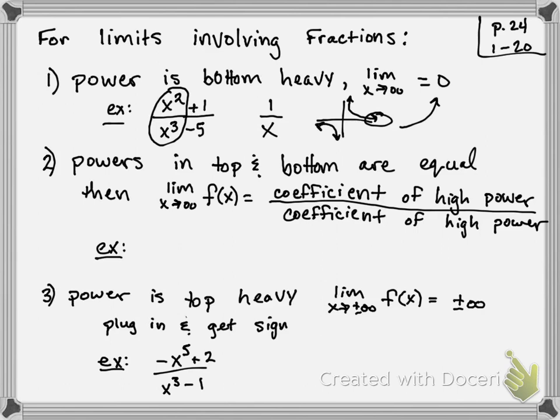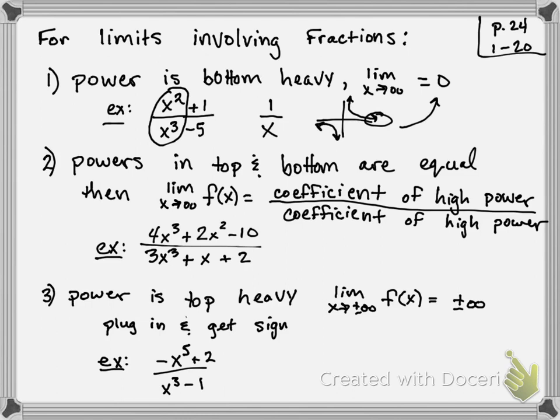Second type. Maybe my powers in the top and the bottom are equal. So maybe I have x to the third in the top and x to the third in the bottom. The limit as x goes to infinity is just going to be the coefficient of the highest power over the coefficient of the highest power. Well, what do you mean, Coach? If you have 4x to the third plus 2x squared minus 10, over, let's say, 3x to the third plus x plus 2.